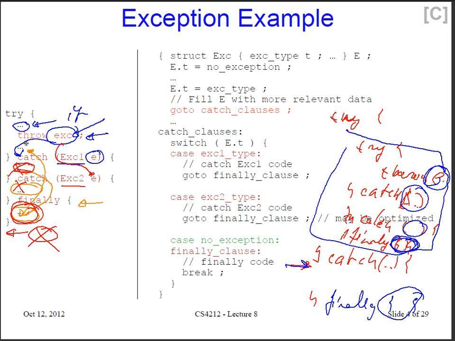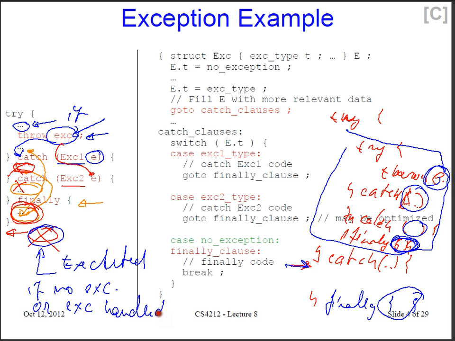The finally is executed no matter what. This will only execute if the exception has been handled here, or if no exception has been thrown. So this is executed right outside the family. Executed if no exception or exception handled. If the exception hasn't been handled by either of these catches, this guy doesn't get executed. Only the finally gets executed.